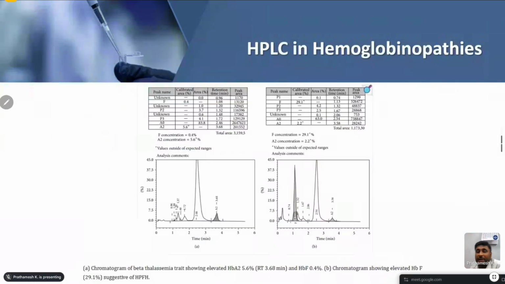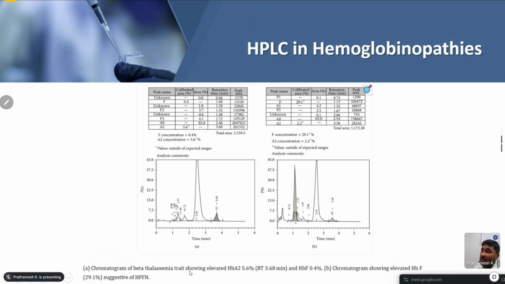Let's go for some sample chromatograms. Have a look at the chromatogram A out here. तो देखिए, look at the A2. सारे पीक नेम्स यहाँ पे है, F है, looks within range. P2 ठीक है, adult भी ठीक है. A2 देखिए, A2 है 5.6%. Normal was around 3.5% तक था, ये 5.6 हो गया. So goes in favor of beta thalassemia trait.